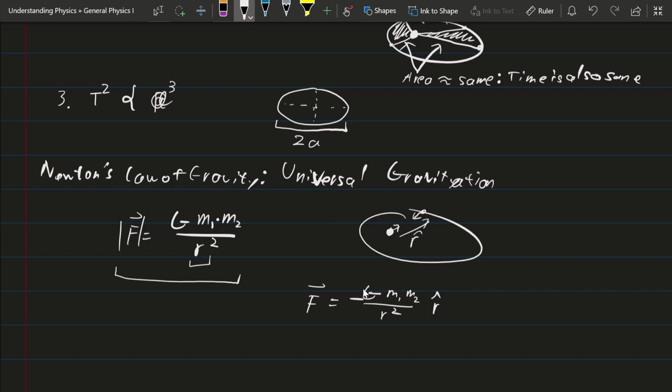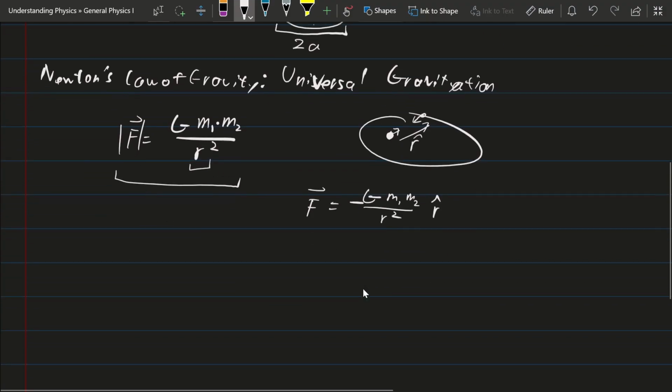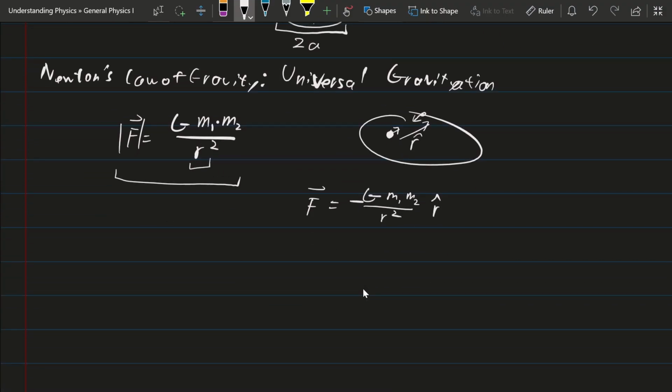So you would already know the mass of the first object, and you might also know the position of the object relative to the other. But the thing that you won't really know is G. The G here is called the constant of universal gravitation.